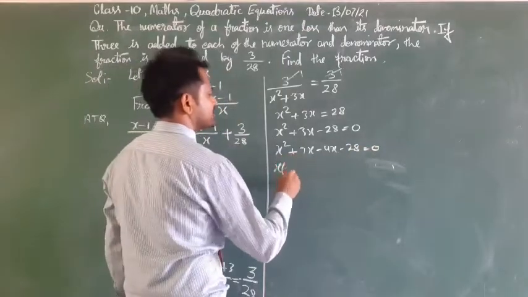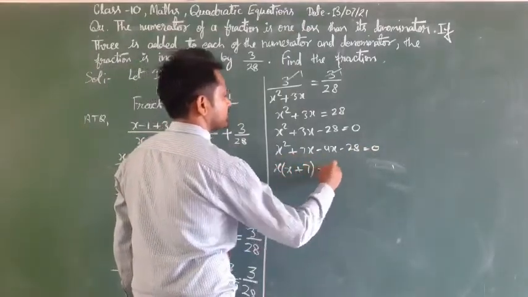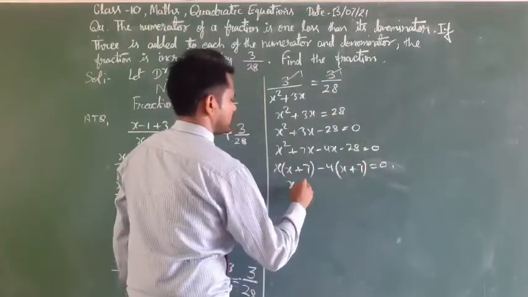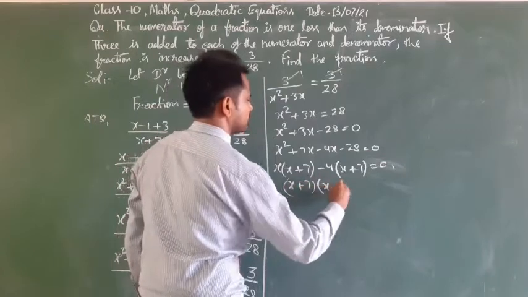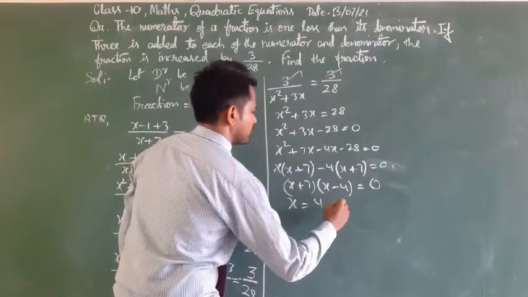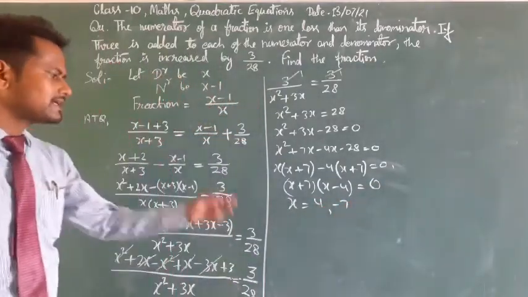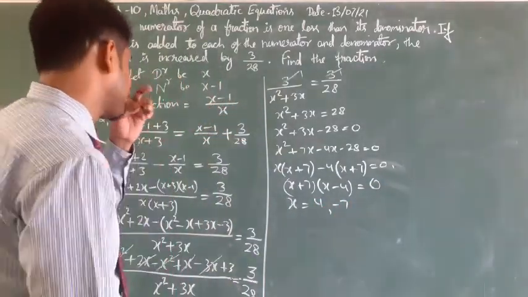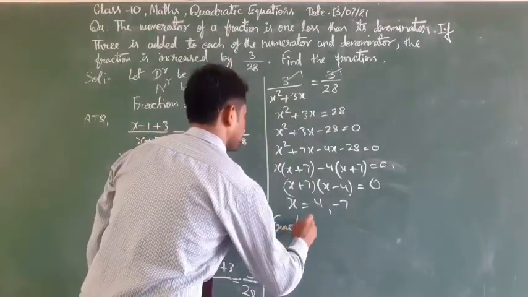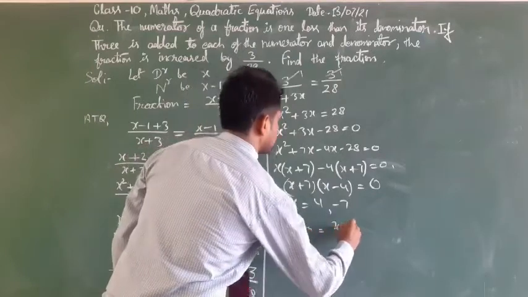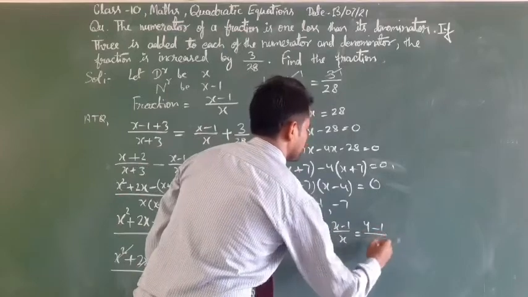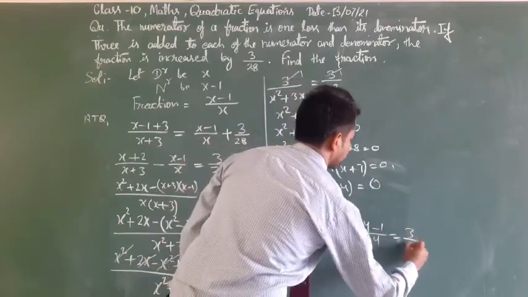Pair it and x is common, then x plus 7 minus 4 times x plus 7 is equal to 0. Then x plus 7 and x minus 4 is equal to 0. Here x is equal to 4 and minus 7. If you take x is equal to 4, then the fraction x minus 1 upon x is 4 minus 1 upon 4, that is 3 by 4.